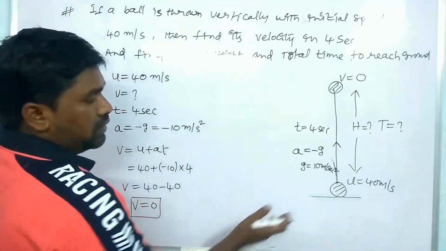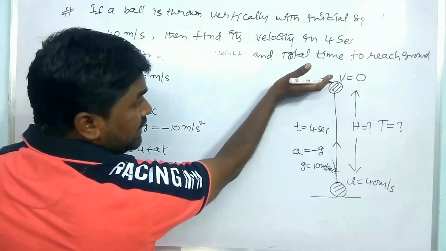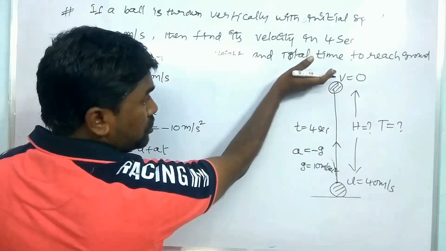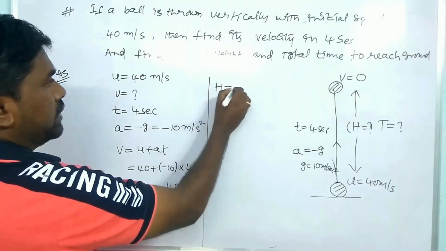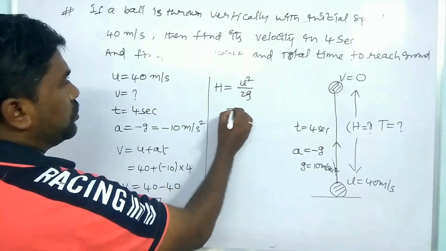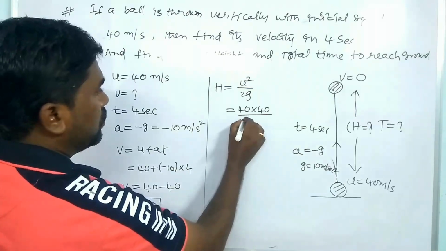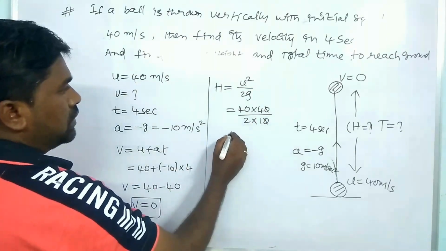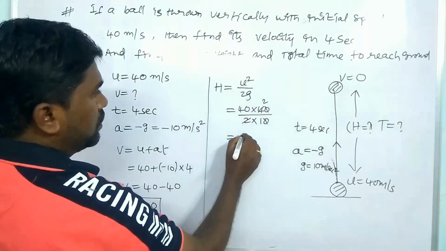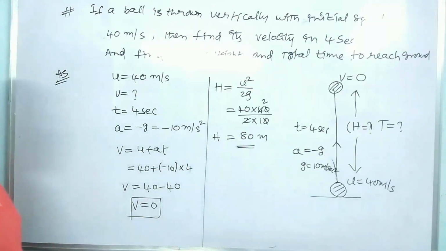So already we said that if a body is thrown vertically upwards, the distance traveled by the body until its final velocity equals 0 is the maximum height. Okay. So the maximum height of a body is equal to u square by 2g here. U is equal to 40, so 40 into 40 by 2 into g. G is equal to 10 here. That is equal to 80 meters. How much distance does it move upward? That is 80 meters.